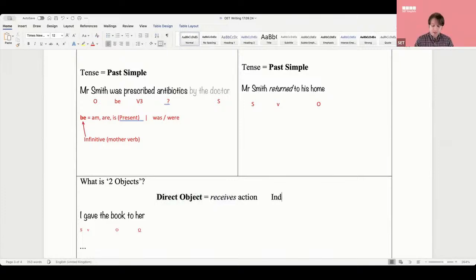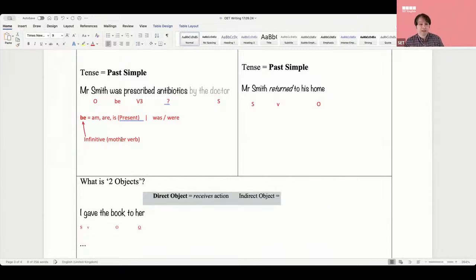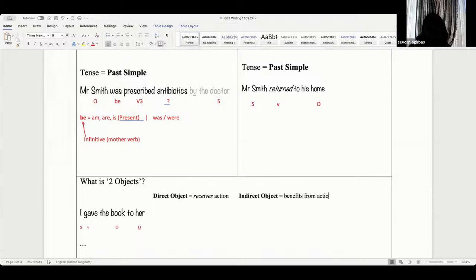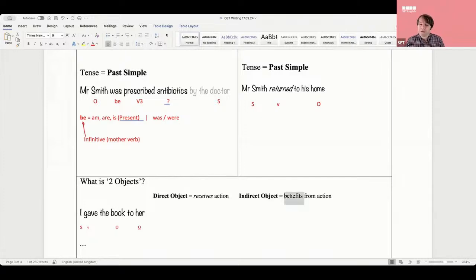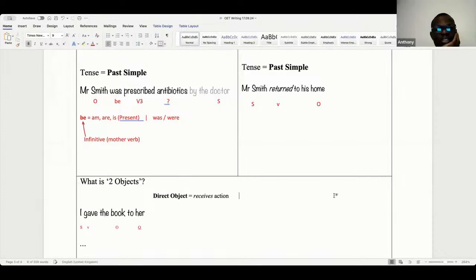Now Tasnim, what is that? This one receives the benefits of the action. Now this is how Paul teaches it. Maybe he already taught you as well. And I really like this. Benefits from the action. What does benefit mean? Useful. Yeah, useful. Anyone else? Utilize. Reward. Profit. Good.